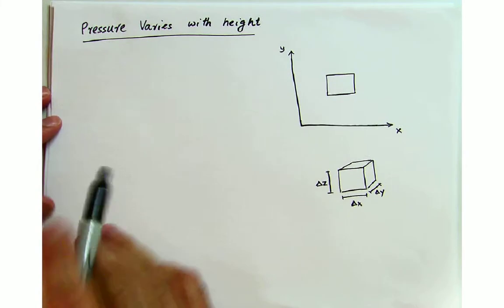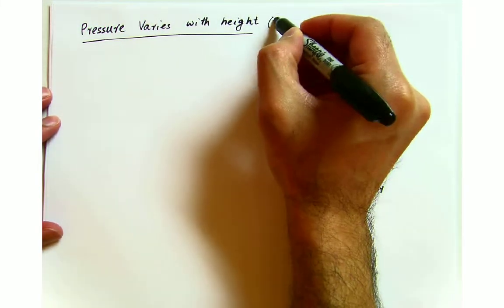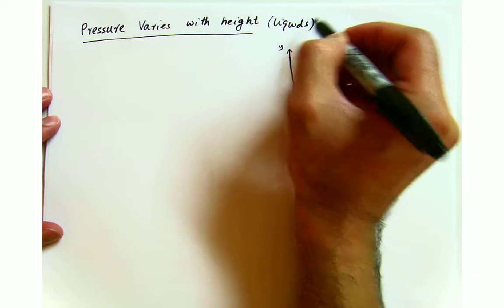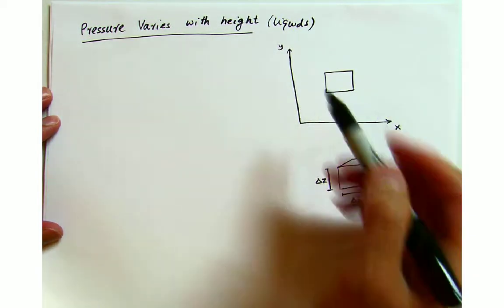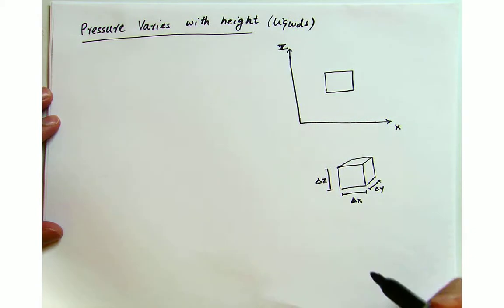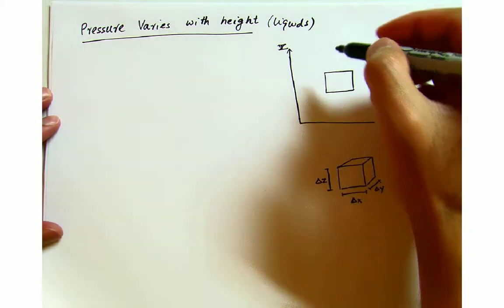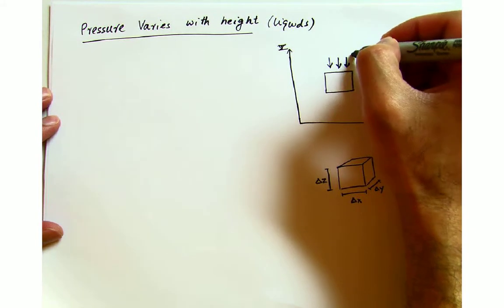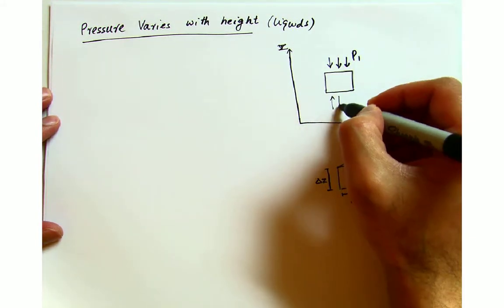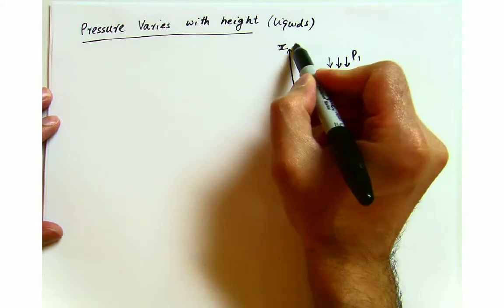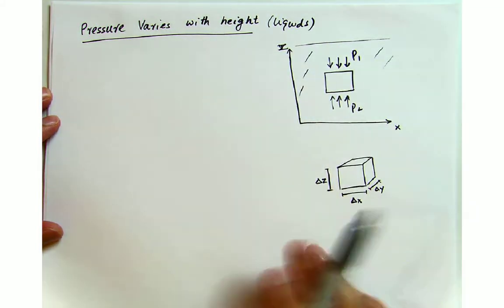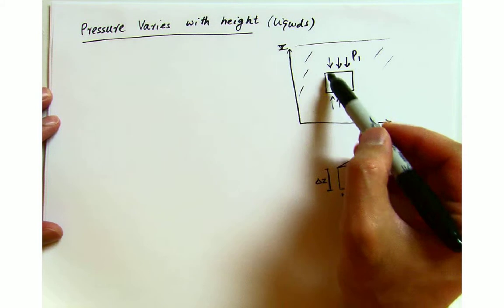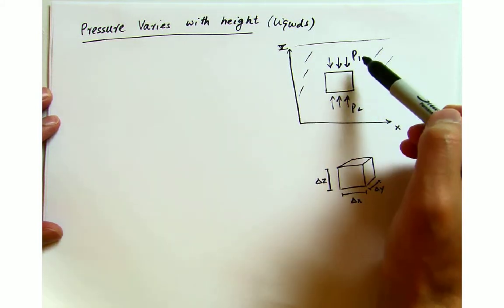Okay, so the next thing is, as I mentioned about the air, the pressure varies with height for the case of liquids. So I can write this as liquids, and let me take one element of the liquid, and as I mentioned, the pressure will change. So we have a pressure P1 over here, and this is pressure P2, and let's say that this is completely filled with liquid. So everywhere is liquid, and I just took one element out from here.